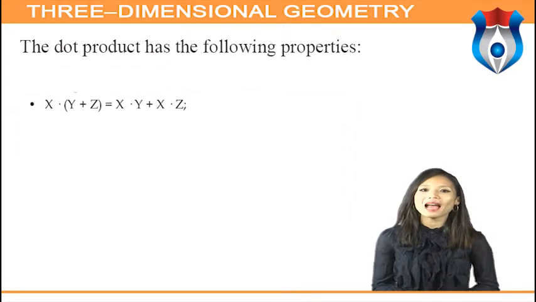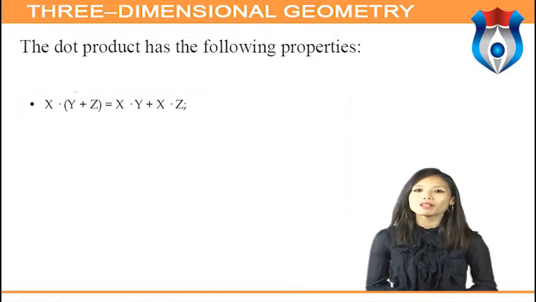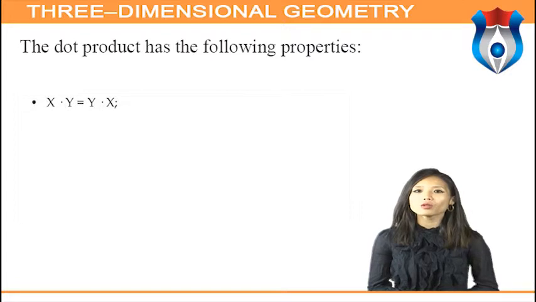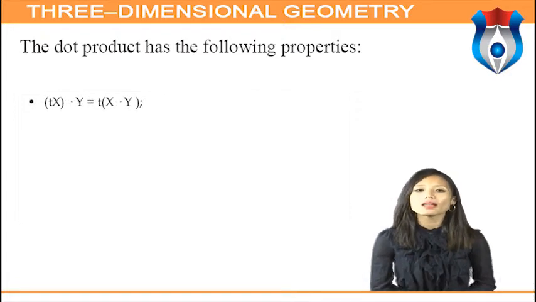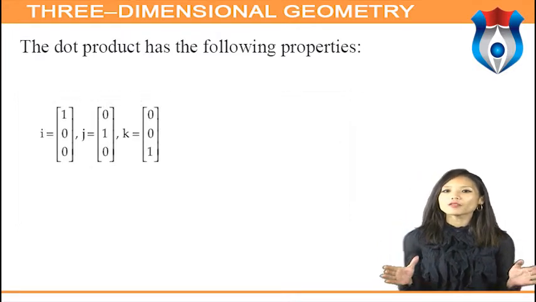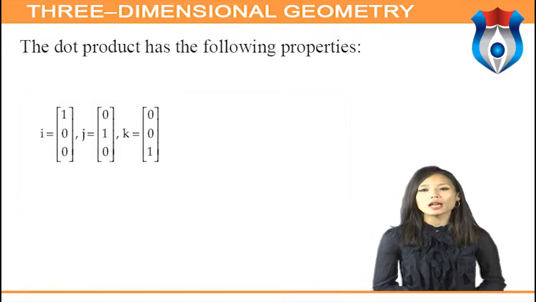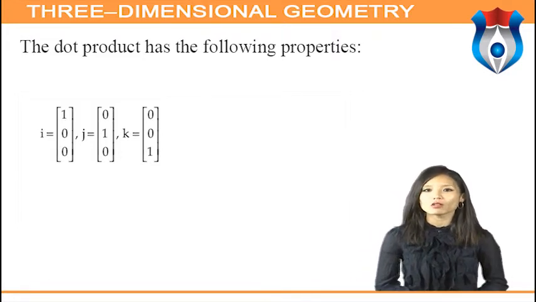The dot product has the following properties. X dot (Y plus Z) is equal to X dot Y plus X dot Z. X dot Y equals Y dot X. (tX) dot Y is equal to t times (X dot Y). Vectors having unit length are called unit vectors. The vectors i, j and k are unit vectors.